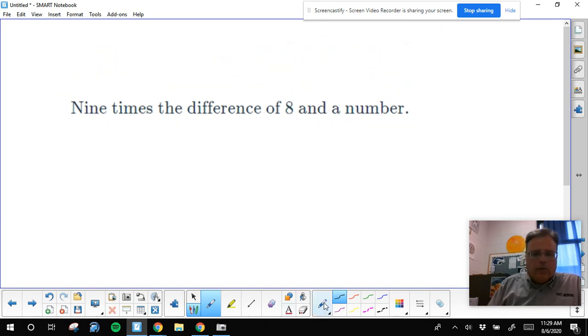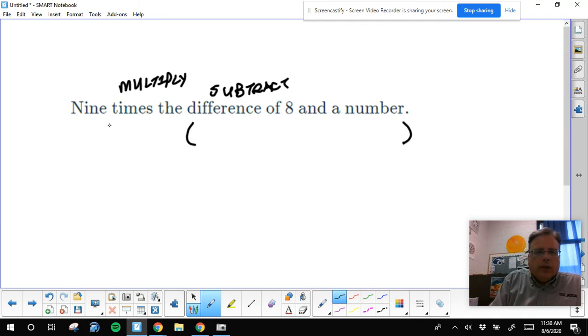9 times means multiply. Times is multiply. But then they've got the difference of, and that's a subtract. So let's think about that. I'm going to say 9 times the difference. That means I need to have the difference first. I can't multiply it by 9 until I've taken that difference. So we're going to subtract.